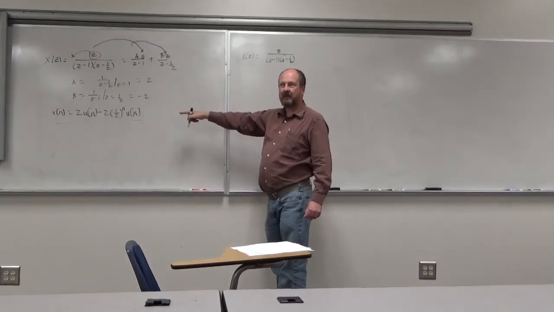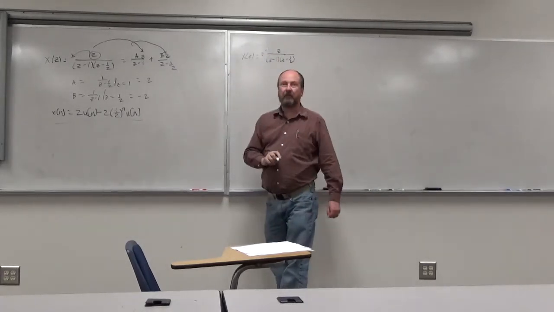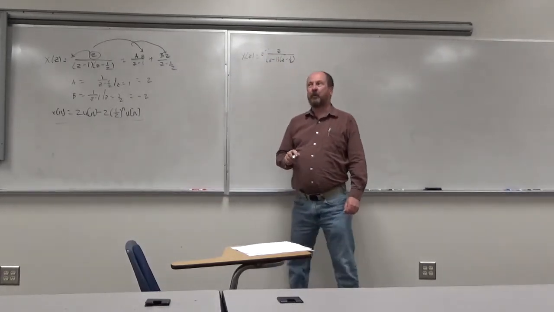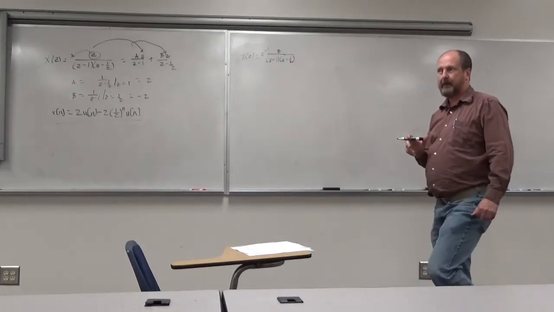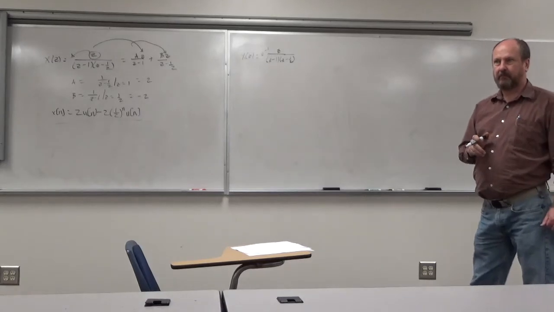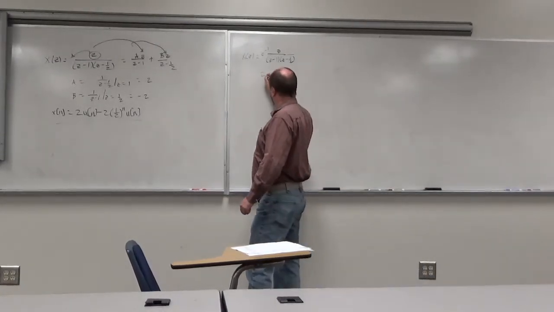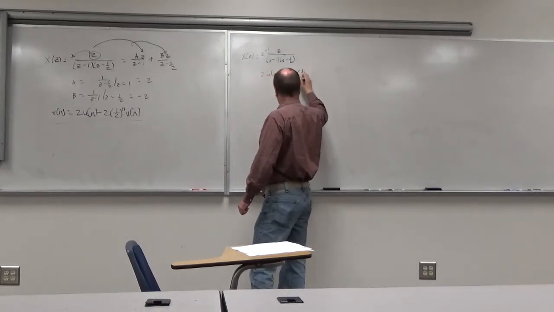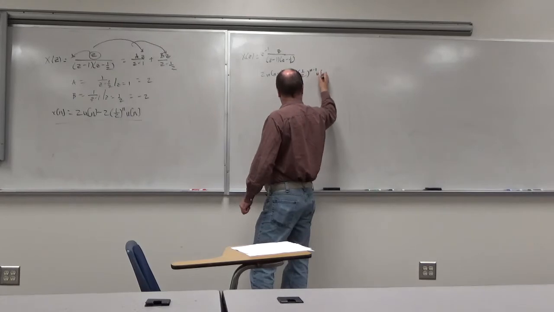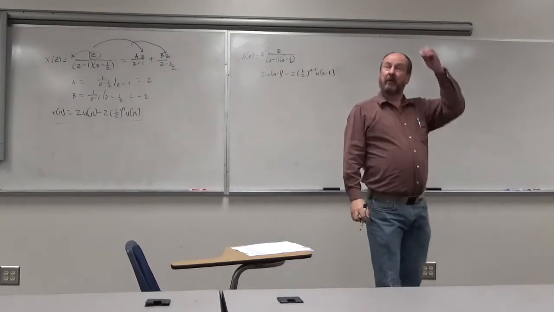Can I put a z in the numerator? Yes, if I put a z to the minus 1 out front, right? What's z to the minus 1? What operator is that? Delay? Delay by 1? So in this case it's 2u of n minus 1 minus 2 times 1/2 to the n minus 1 u of n minus 1. And so we found out how to handle that one.